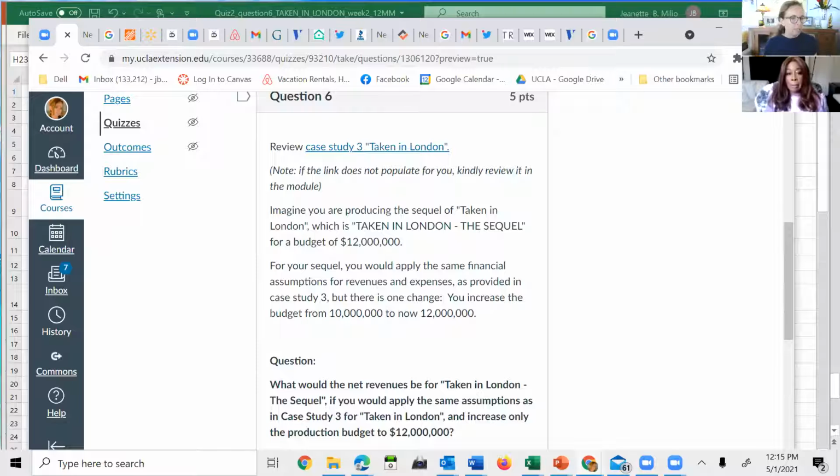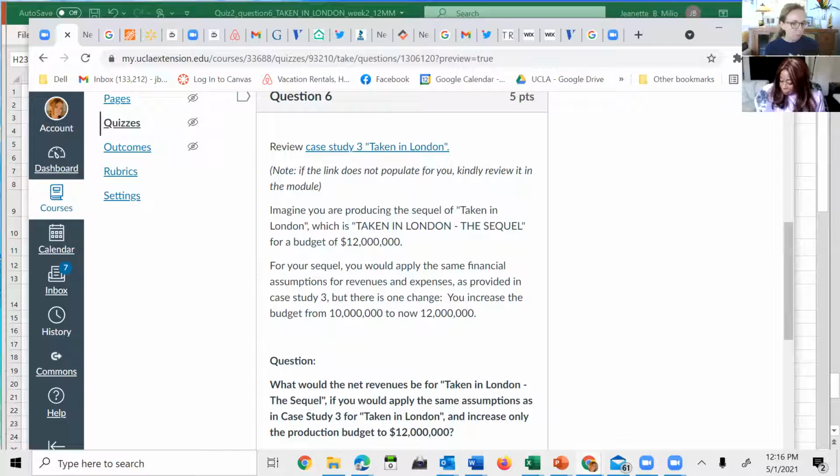So case study 3 in module 2 is the example for this quiz question. You would look at case study 3. I think there is a video provided also on the case study itself on how it's put together. And then you're imagining you're now doing the sequel of this movie. This is basically a franchise movie, and you're now doing the second movie taking place in London. The budget that you're doing the movie for is $12 million. And you will apply the same assumptions that are given in case study 3 in your module. The same financial assumptions will apply, and we'll go through them in a minute.